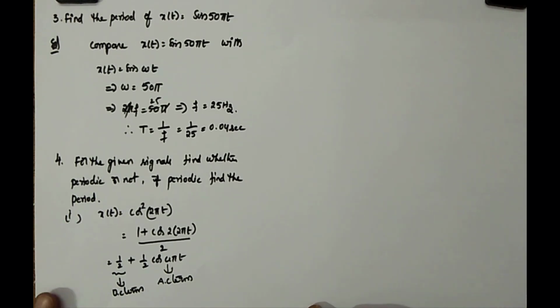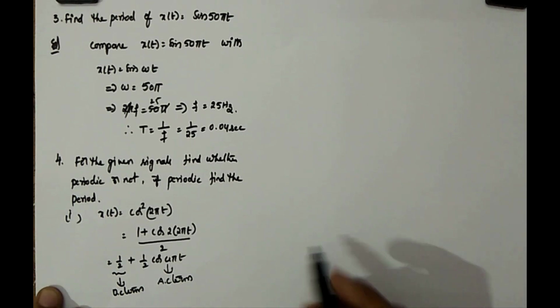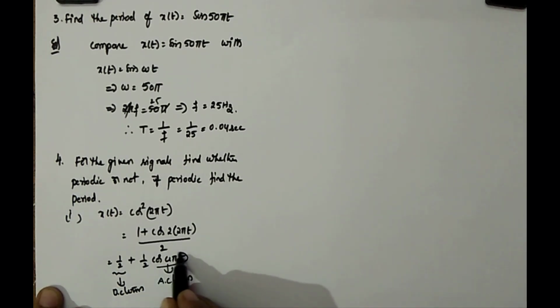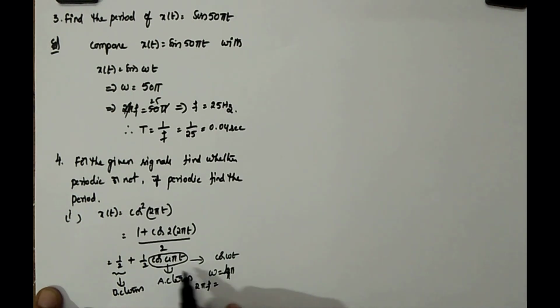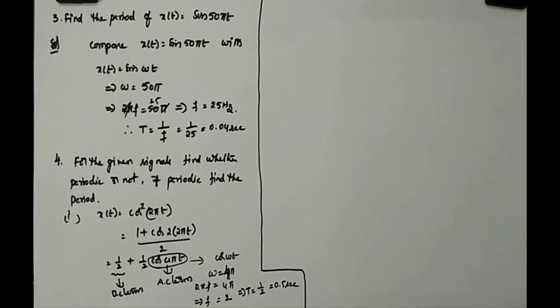Okay, then how to find the frequency? Now if you observe and compare it with the general expression cos omega t, you will get omega is equal to 4 pi. So 2 pi f is equal to 4 pi, so f is equal to 2. F is equal to 2 implies T equal to 1 by 2, that is nothing but 0.5 seconds. Then the next problem.